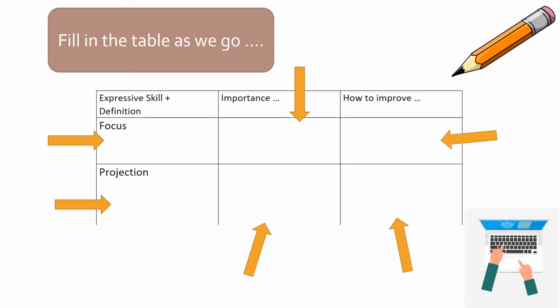Okay, so we're working from this table. Your teacher would have sent you the Word document for this. However, just feel free to quickly sketch and draw this out on a piece of paper or in your book. That's absolutely fine. So just to be clear, the definition for each skill goes under the name of the skill. So to the very first left-hand column is where you'll write the definitions, and then we'll write the importance in the middle and then how to improve on the right. So pause the video now if you need to draw this table out.